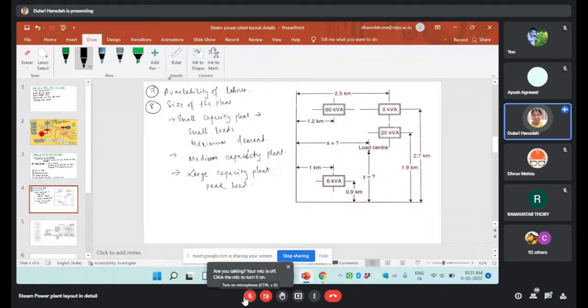So as per the capacity of the plant, we have to choose the site. If it is a small capacity, it will require less space as compared to a large capacity plant. Okay. So then we are having the load center.